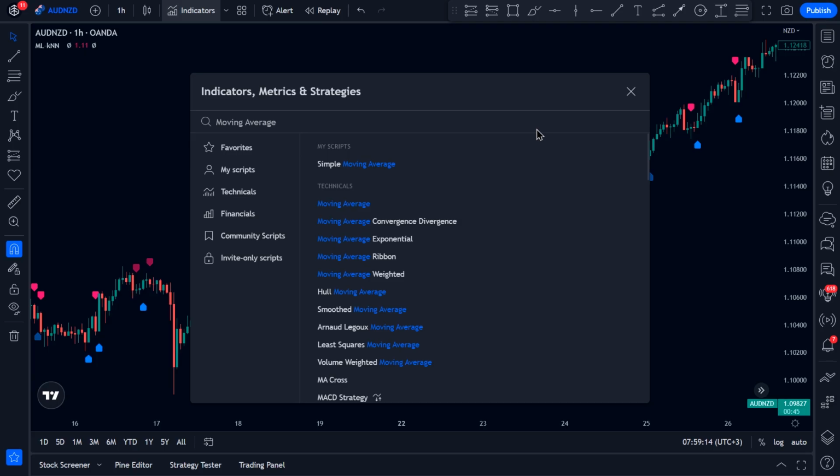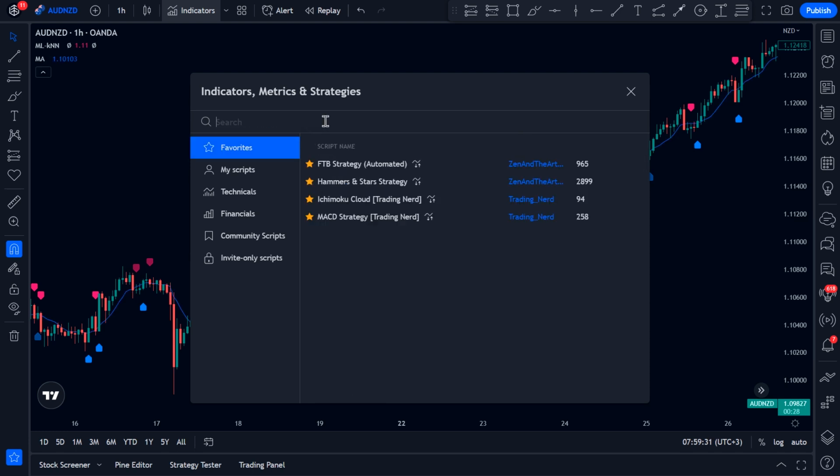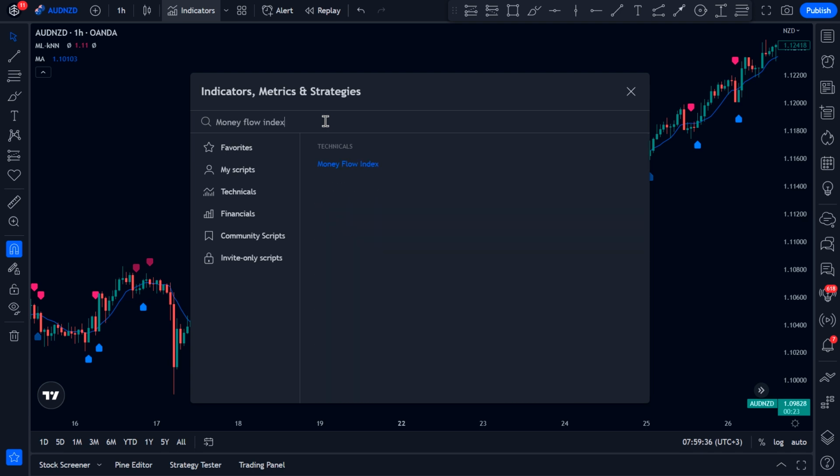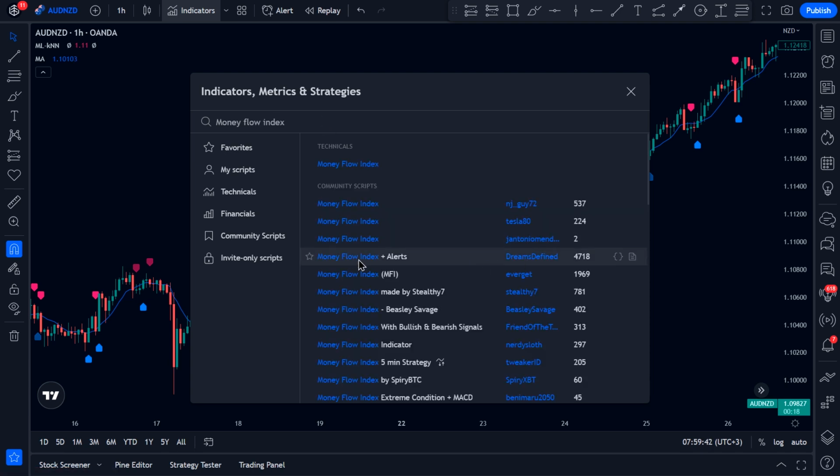Now, back to the video. The second indicator is the famous moving average, this one that's under technicals. The third indicator is called Money Flow Index. Select this one by Dreams Defined.